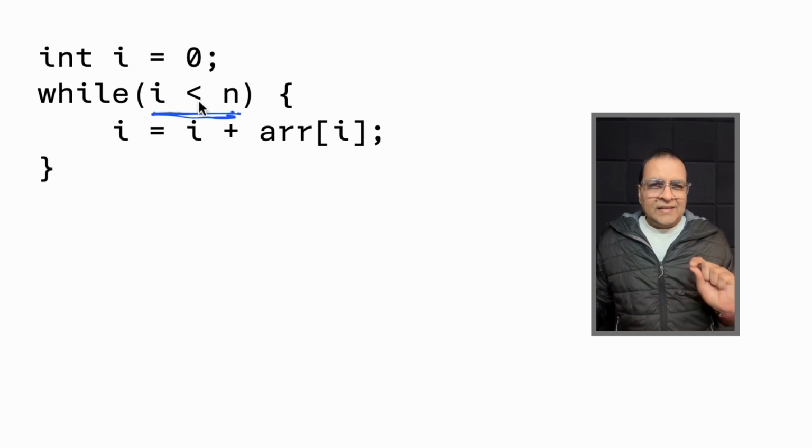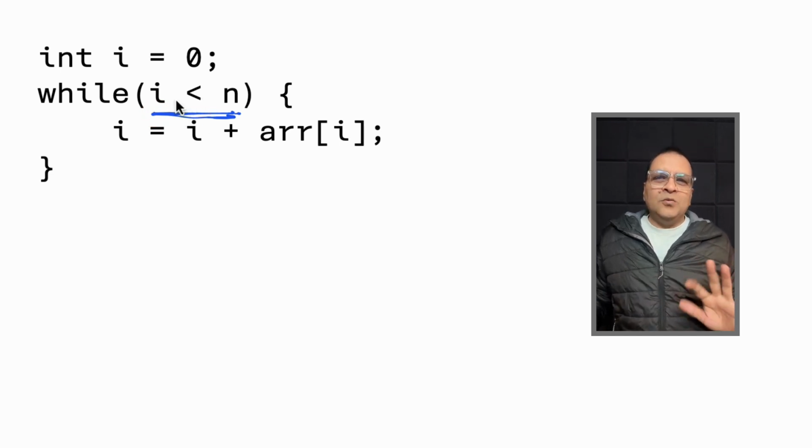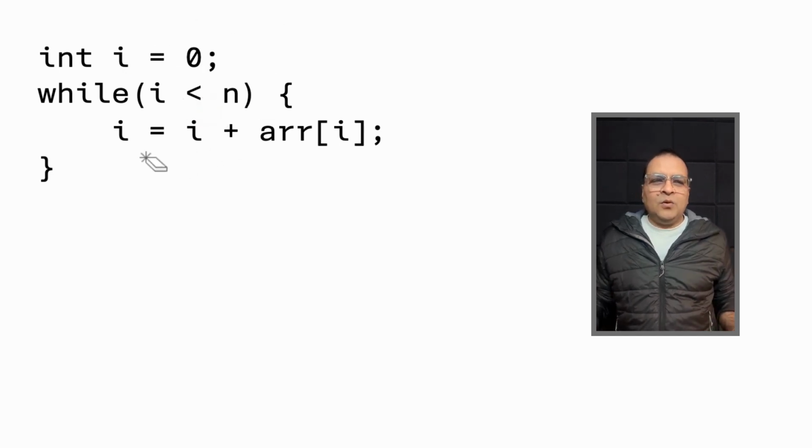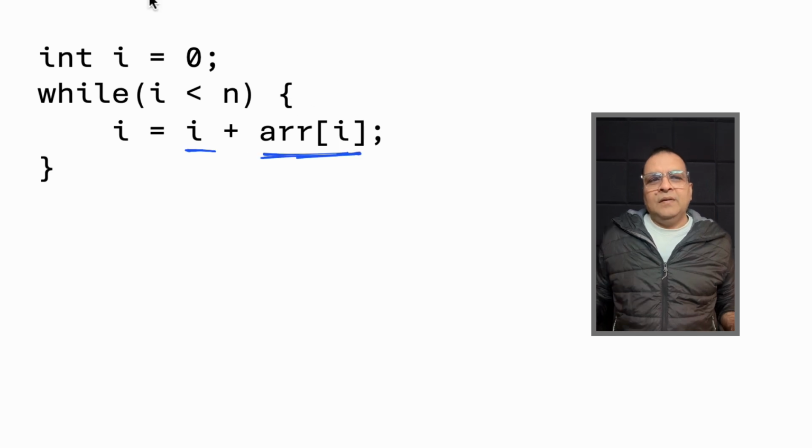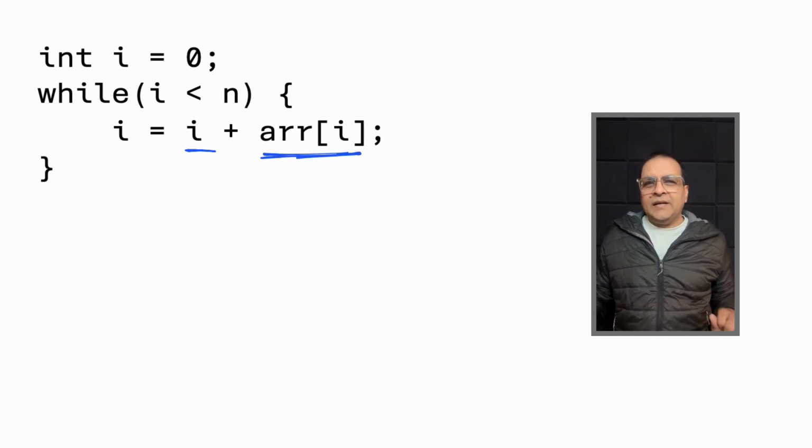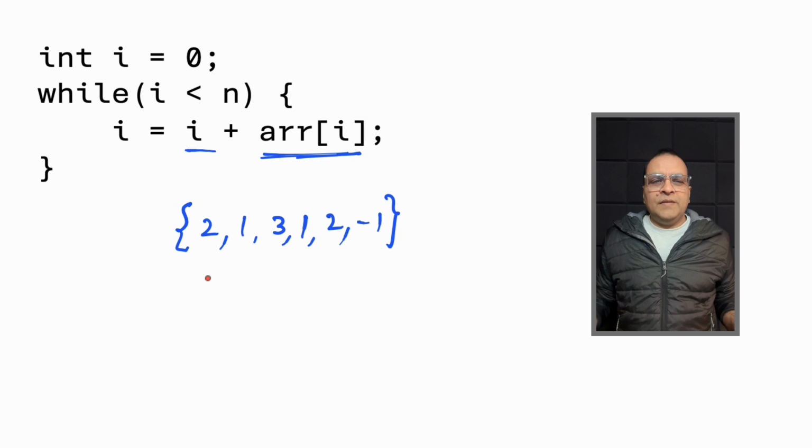So while i is less than n gives an impression as if this loop is executing n times because i is starting from 0. But we have to see that i is not being incremented by 1. Inside the while loop, we don't have i equals i plus 1. Instead, i is incremented by the element at the current index, that is i. So if the array is 2, 1, 3, 1, 2, minus 1, then the first element is 2. So initially i is at 0. Therefore, i will be incremented by 2 and i will reach here.